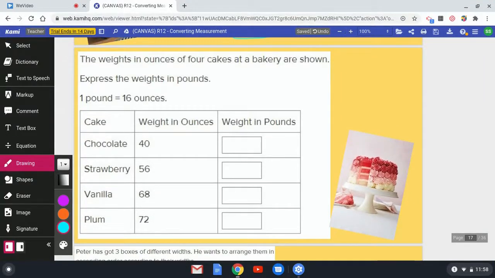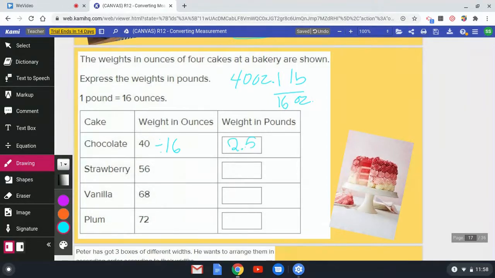Let's do this one together. The weights in ounces of 4 cakes at a bakery are shown. Express the weights in pounds. Okay, so let's look at this first one. I have 40 ounces, and I want to get to pounds. What do I know about pounds and ounces? 1 pound equals 16 ounces. So I'm going to have to divide this by 16 to get the pounds. So use your calculator. 40 divided by 16, 2.5.